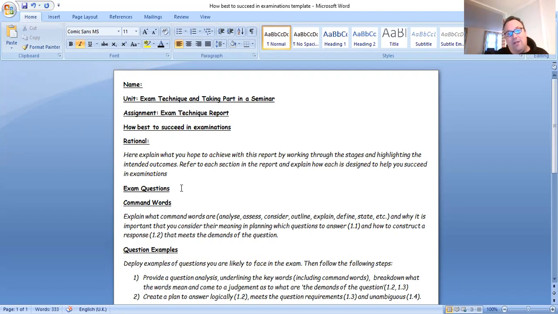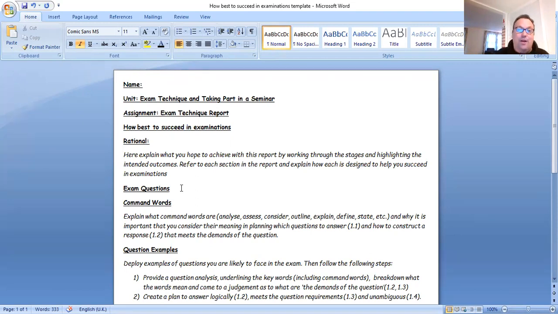Highlight the key stages that you're going to go through: exam questions, command words, exam question examples, what you're going to do in each of those headings, and how each of those should help you succeed in exams. So there's a link up going through.